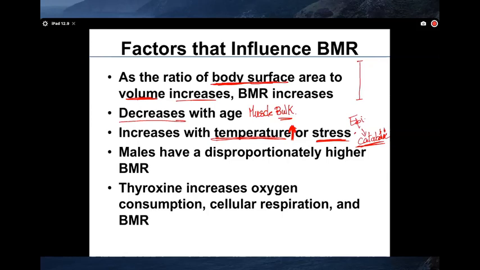Same here for males. Males will have a higher basal metabolic rate compared to females, mainly due to the higher muscle bulk. Thyroxine increases the oxygen consumption, cellular respiration, and the basal metabolic rate.